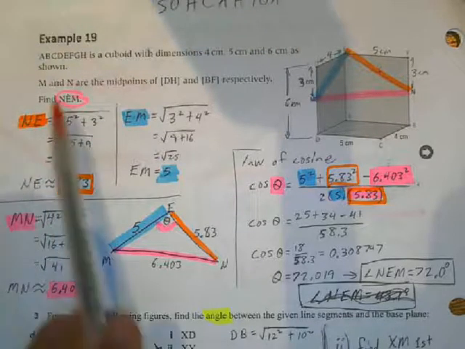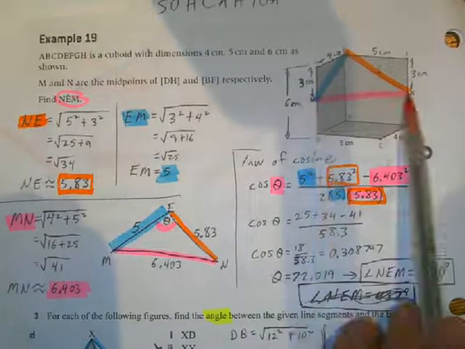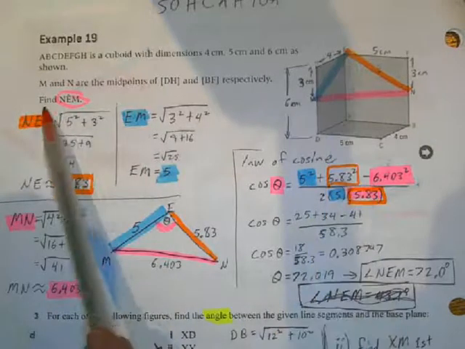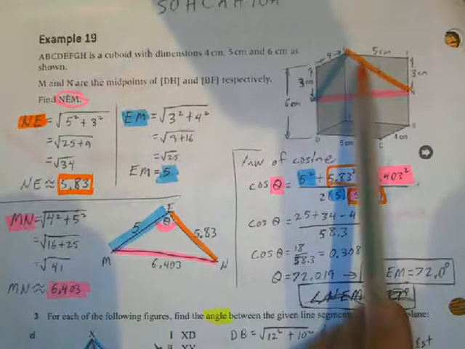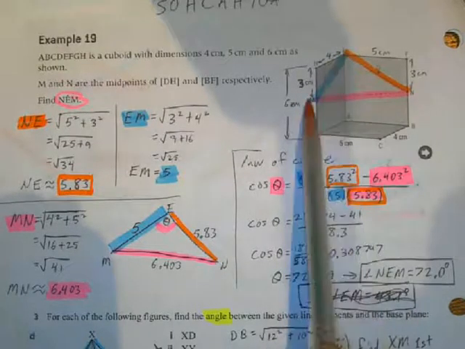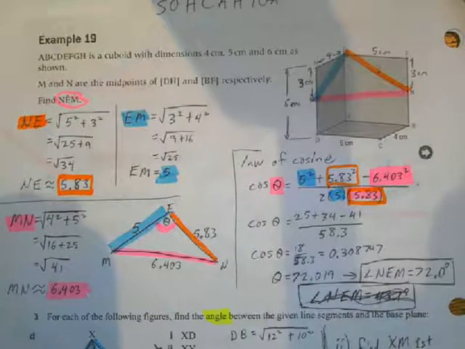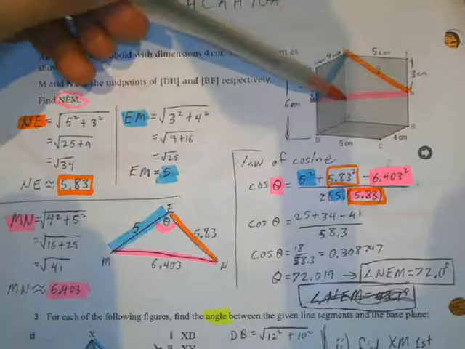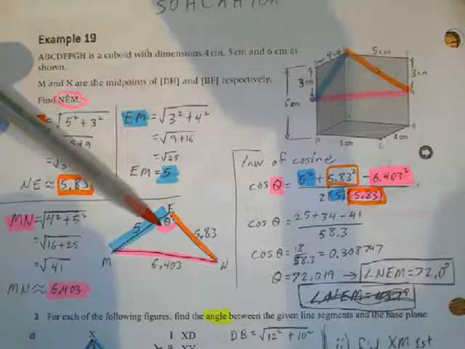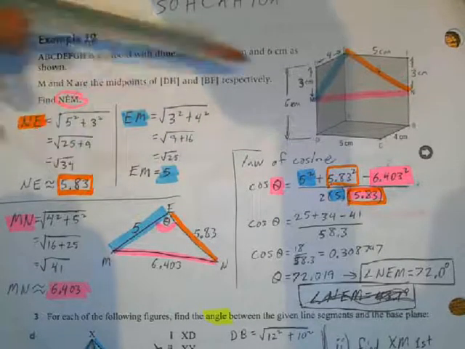Okay, M and N are the midpoints. So now we want to find the angle of NEM, N to E to M. Now because of the way this is drawn, it's kind of cut at a weird angle, so there's no angles in here that are right angles. So I needed to find the length of all three sides, and then once I find the length of all three sides, I'm going to find the angle using the law of cosines. So step one, let's find the length of all three sides.